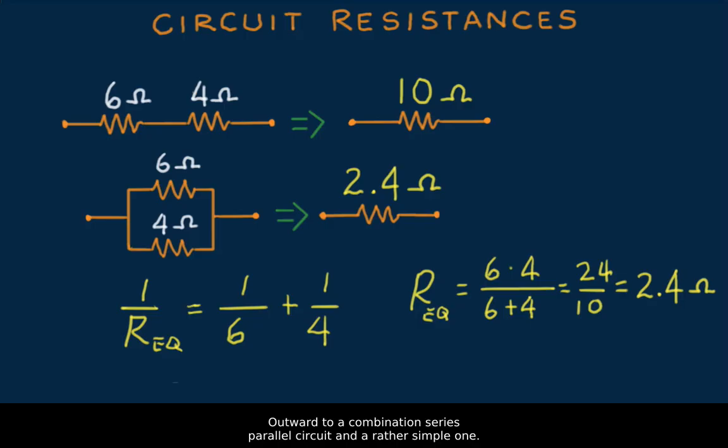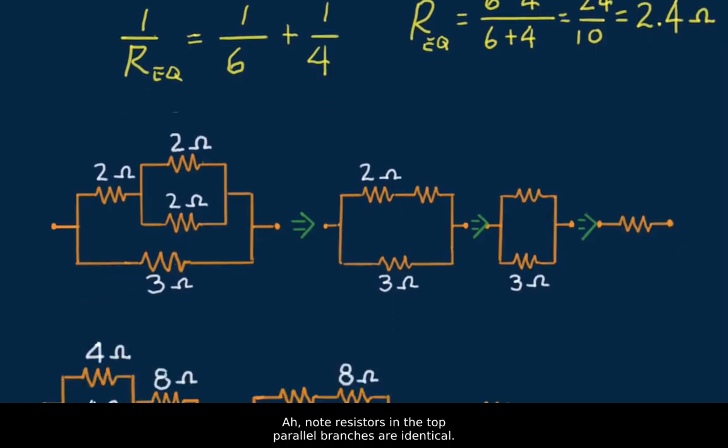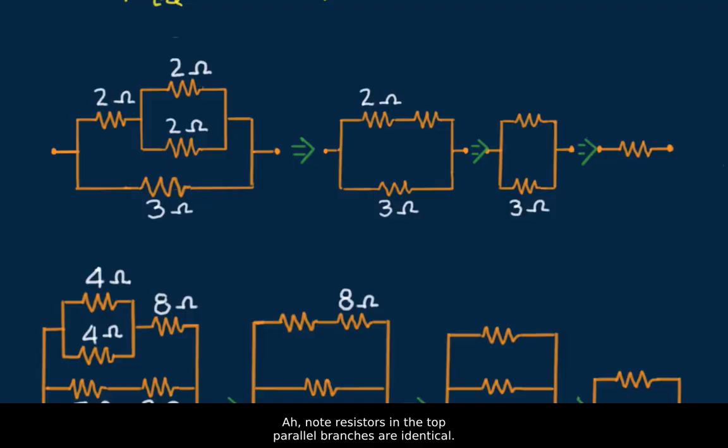Onward to a combination series parallel circuit, and a rather simple one. Note resistors in the top parallel branches are identical. There's a better shortcut than the product over sum rule here. For identical resistors in parallel, the equivalent resistance is half the value of either resistor. So the 2 ohmers in parallel are equivalent to a single 1 ohm resistor. A nice shortcut that we use again for the pair of 3 ohms in parallel. See the progression? And we end up with 1.5 ohms.